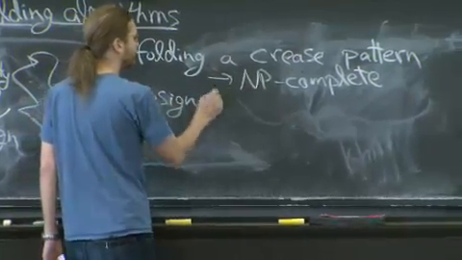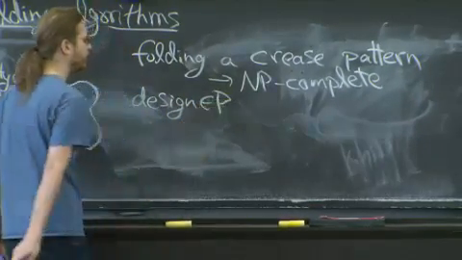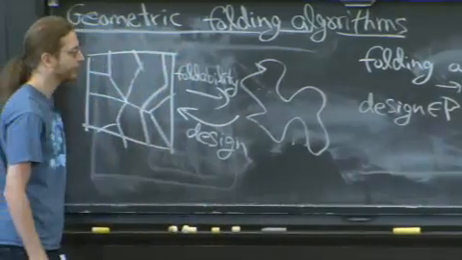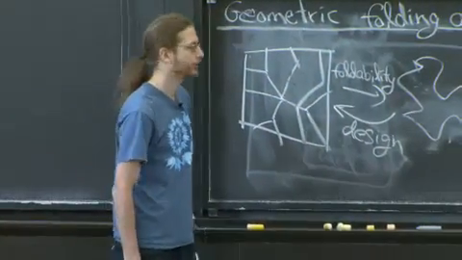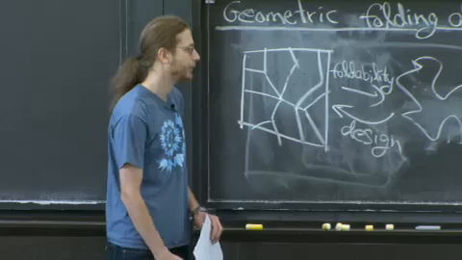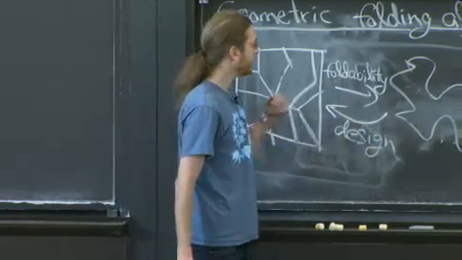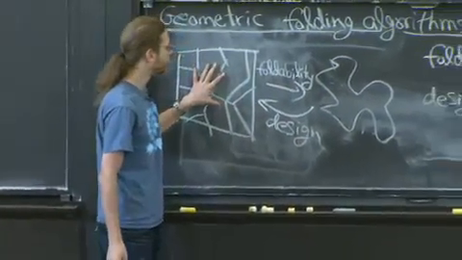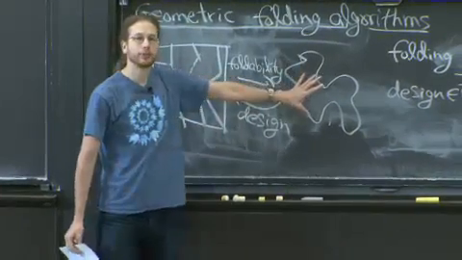And there's all sorts of different versions of the design problem. Some of them you can solve in polynomial time. Some of them you can't. If you really want sort of optimal design, that can be NP complete again. But in particular, there's a way to fold any 3D shape you want.